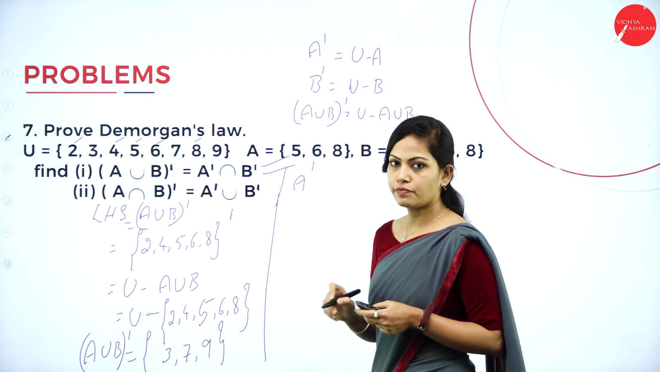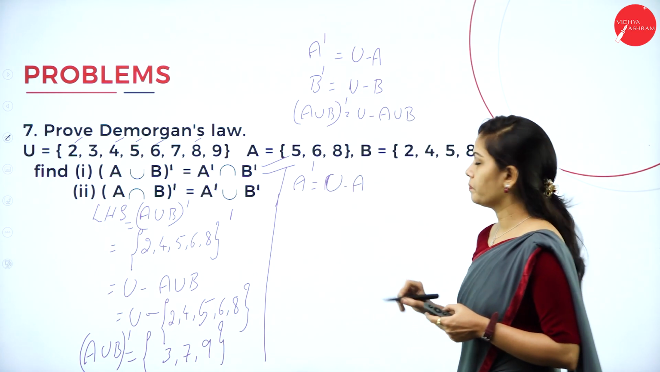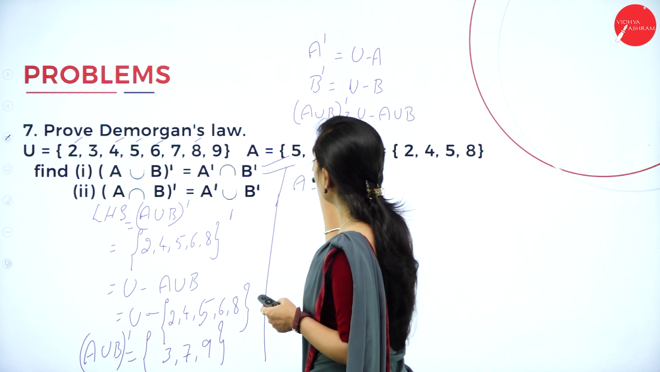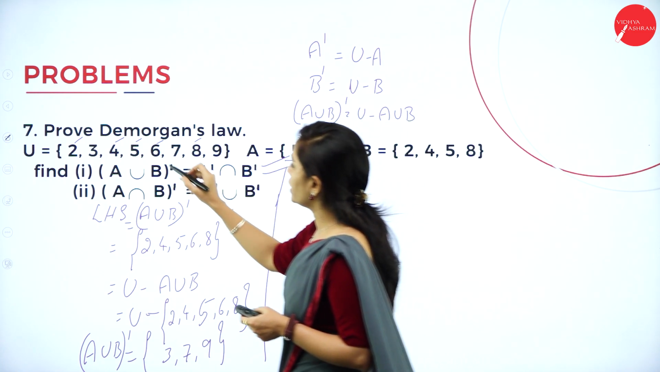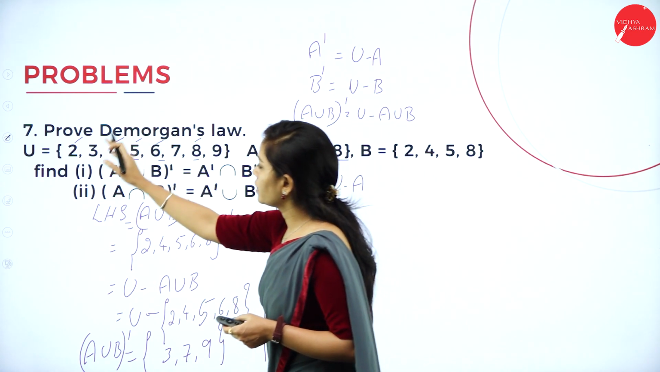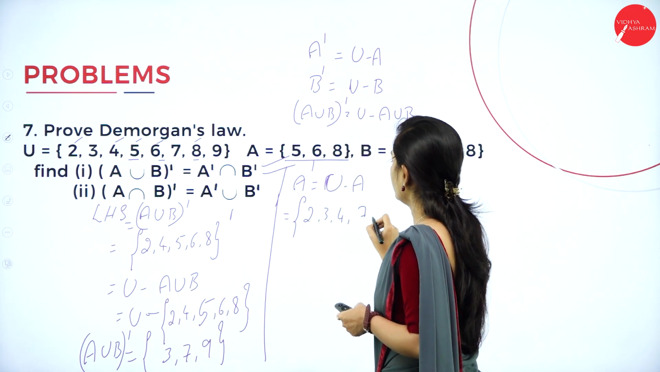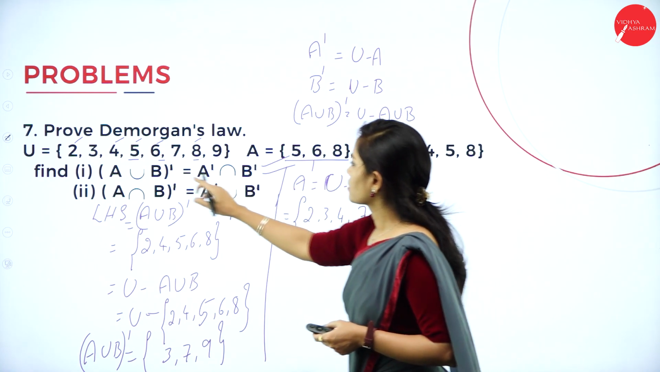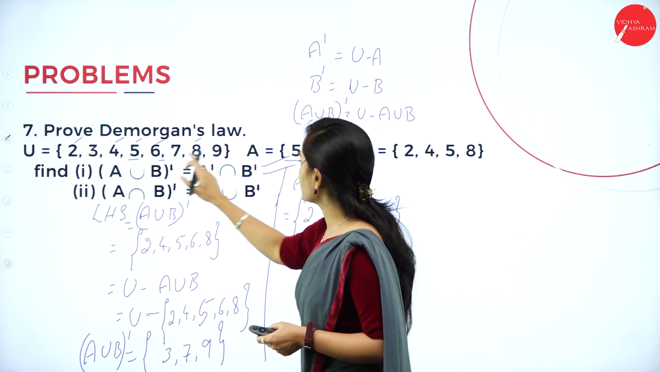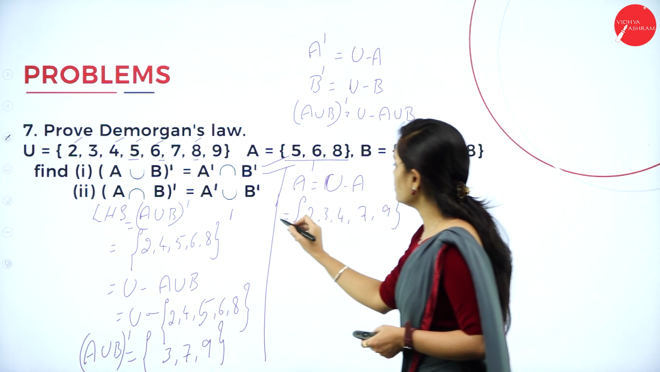So find out A dash first. Universal set difference set A. Check the set elements of A in the universal set. 5, 6, 8 is common in both the universal set and set A. Then write the remaining elements: 2, 3, 4, 7, 9. So this is your A dash.